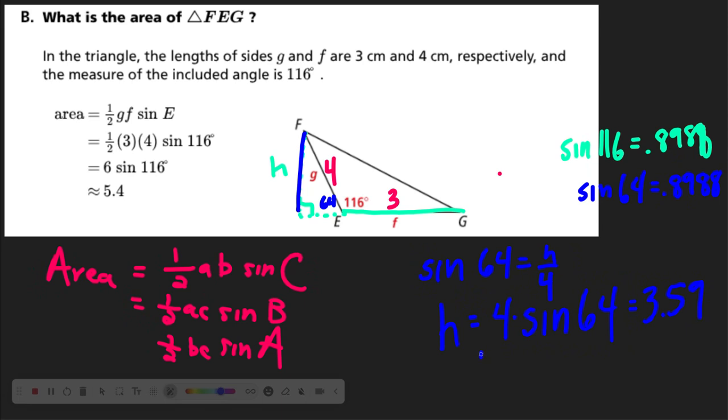So what's the area of this? It's 1/2 times 4 times the sine of 64 times the base, times 3. So it's 1/2 AB sine C. That's just how it works. But you don't have to memorize that if you just figure out what the height is and use 1/2 base times height to do the area, okay?